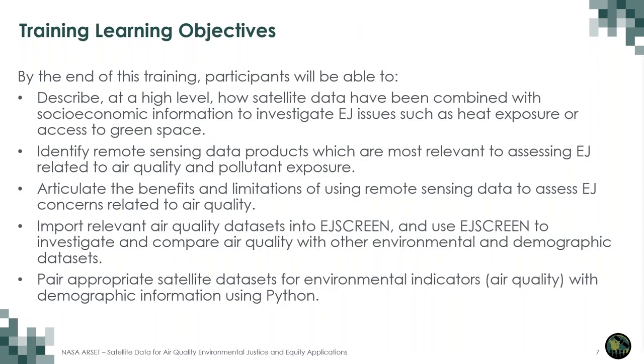By the end of this training, participants will be able to describe at a high level how satellite data have been combined with socioeconomic information to investigate environmental justice issues such as heat exposure or access to green space, identify remote sensing data products which are most relevant to assessing environmental justice related air quality and pollutant exposure, articulate the benefits and limitations of using remote sensing data to assess environmental justice concerns related to air quality, import relevant air quality datasets into EJScreen and use EJScreen to investigate and compare air quality with environmental and demographic datasets. Pair appropriate satellite datasets for environmental indicators, air quality specifically, with demographic information using Python.